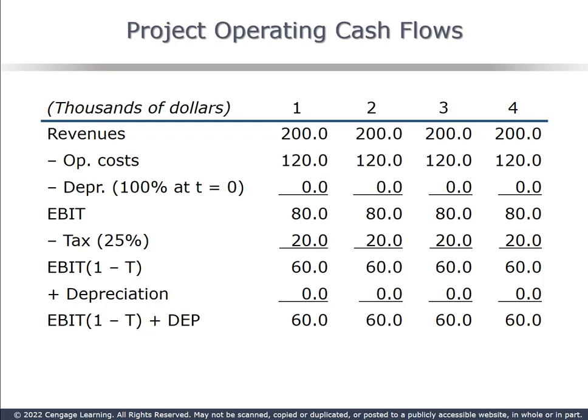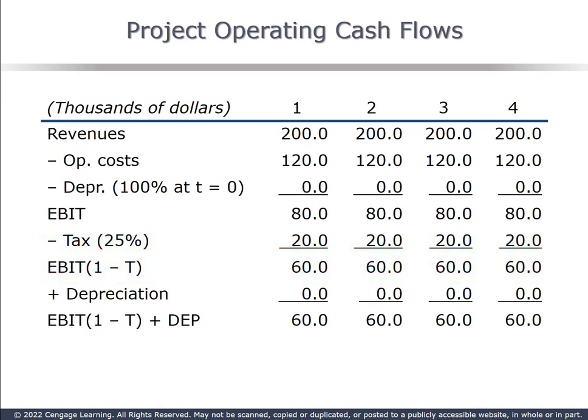Let's start putting it all in a pro forma statement format. Revenue, 100,000 units at $2 apiece, $200,000 each year. Operating costs, 60% of revenue, $120,000 each year. There's no depreciation since the firm can deduct the entire expense in year zero. Revenue minus cost gives EBIT. Taxes are 25% of EBIT.